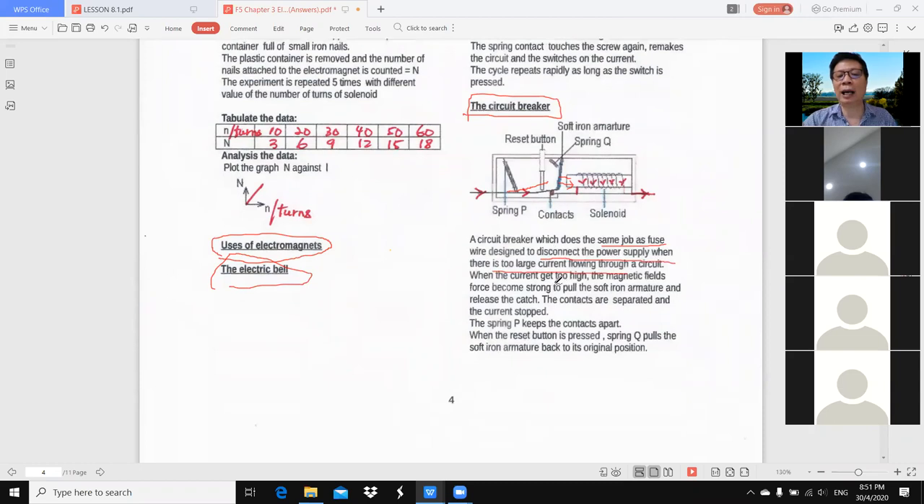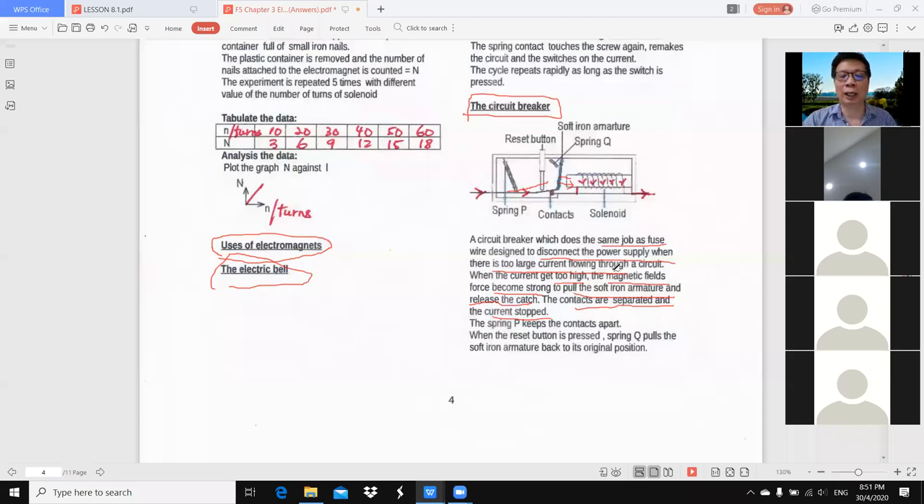When the current gets too high, you must ask why: short circuit happens in some way in your house. So the magnetic field here becomes strong and pulls the soft iron armature. It pulls here and releases the catch. Releasing the catch means releasing the contact. The contacts are released and no longer in contact. So the contacts are separated and the current stops. That's the function of a circuit breaker, to stop the current.